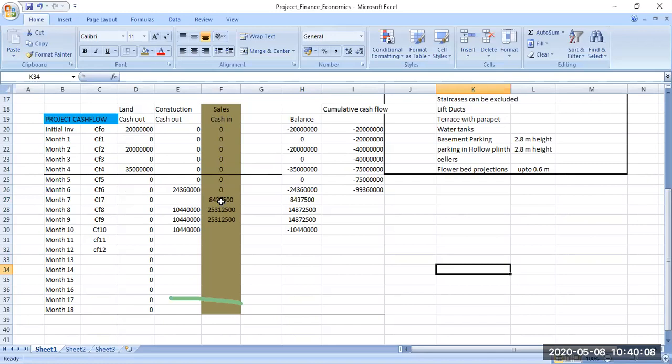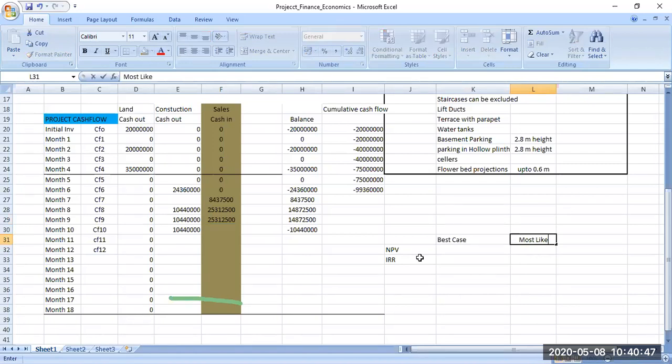You are selling one apartment here versus three, three, two, one, three. So I don't know how you sell, whatever you are making. Depending on the best case scenario, the worst case scenario, and the most likely scenario, you will have 3 cash flows here. And so this cumulative cash flow will be for 3 scenarios. So what I want you guys to do is calculate the NPV and the IRR for the best case, most likely case, and the worst.